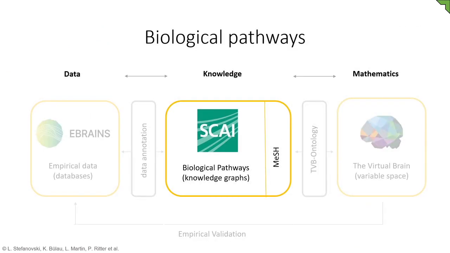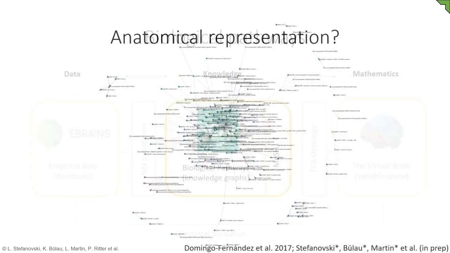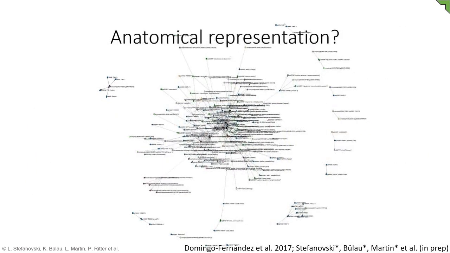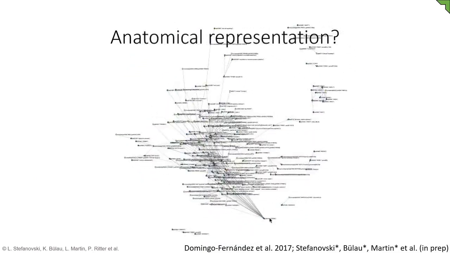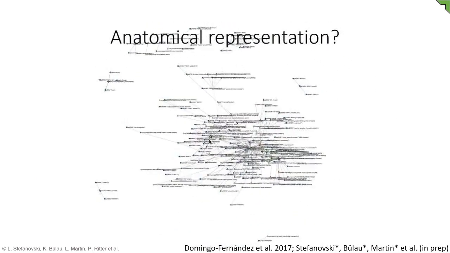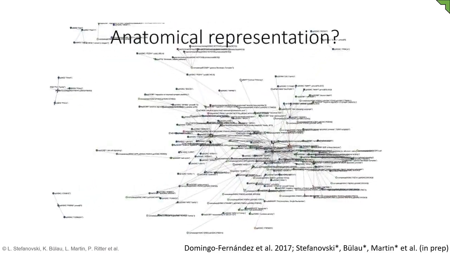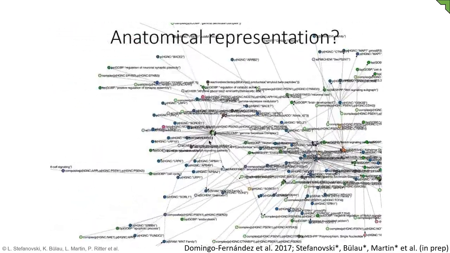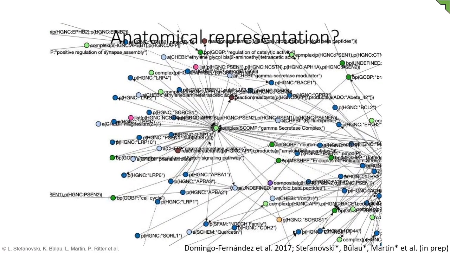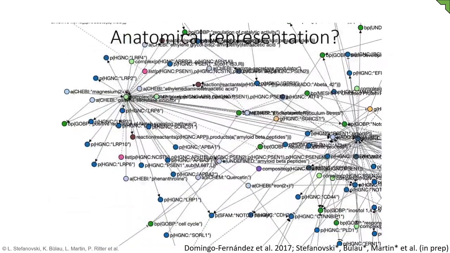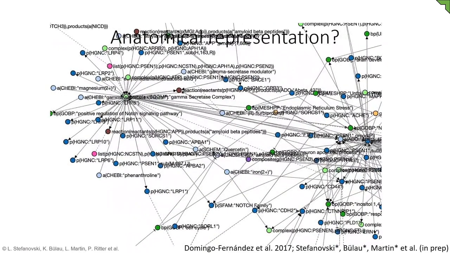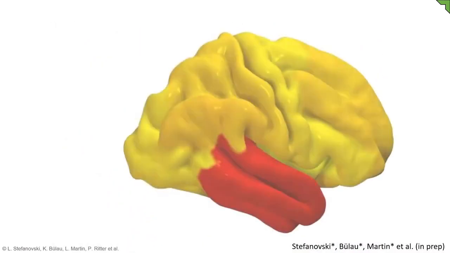And what has this now to do with anatomy? The problem was that the knowledge about pathways is not anatomically represented. So we know the relationship between genes and proteins, but we don't know where these processes actually take place. And this was a gap of knowledge which we wanted to fill with our software tool TVBase, the Virtual Brain Adapter of Semantics.